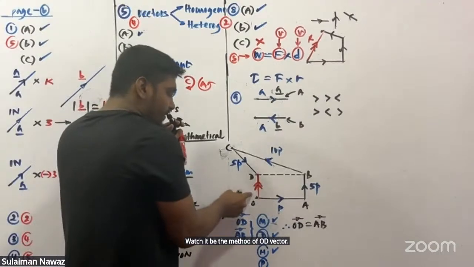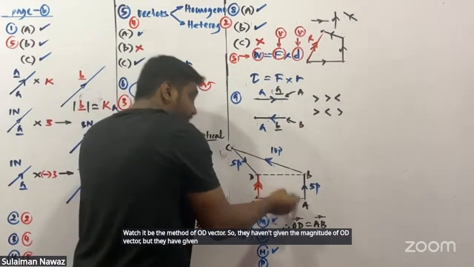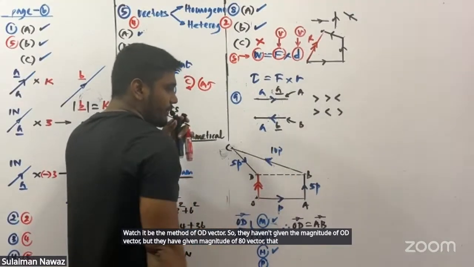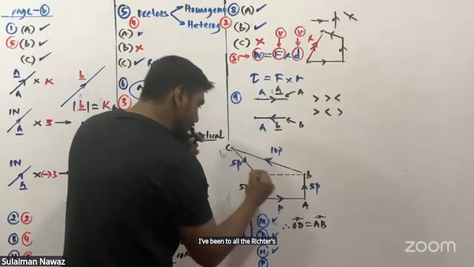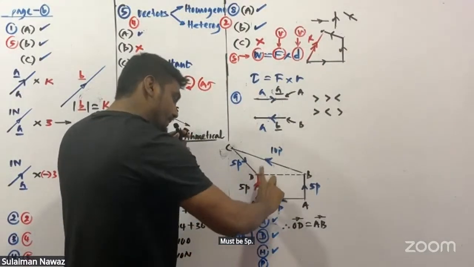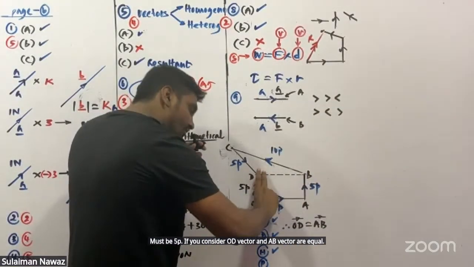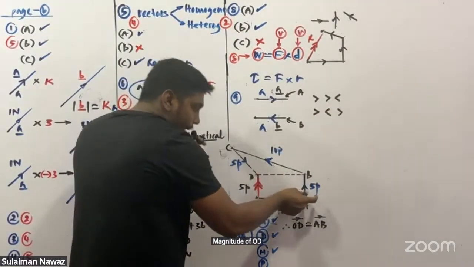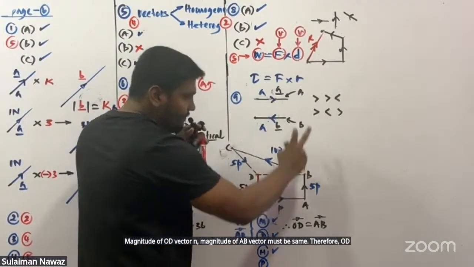They haven't given the magnitude of the OD vector, but they have given the magnitude of the AB vector. That is 5p. Since the OD vector and AB vector are equal, their magnitudes must be the same. Therefore, the OD vector's magnitude must be 5p.